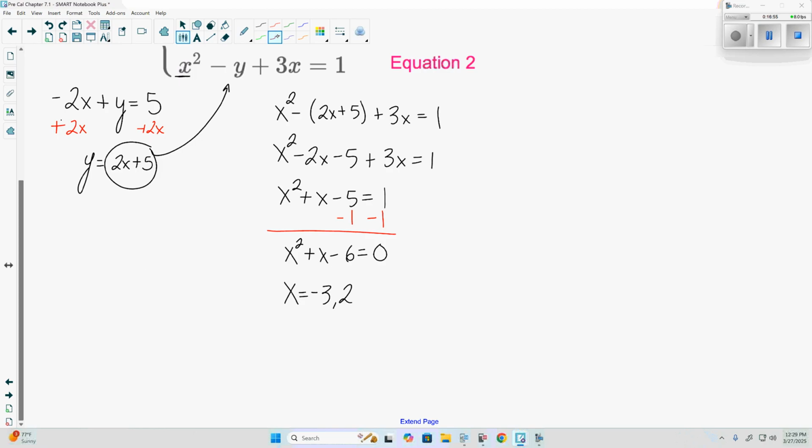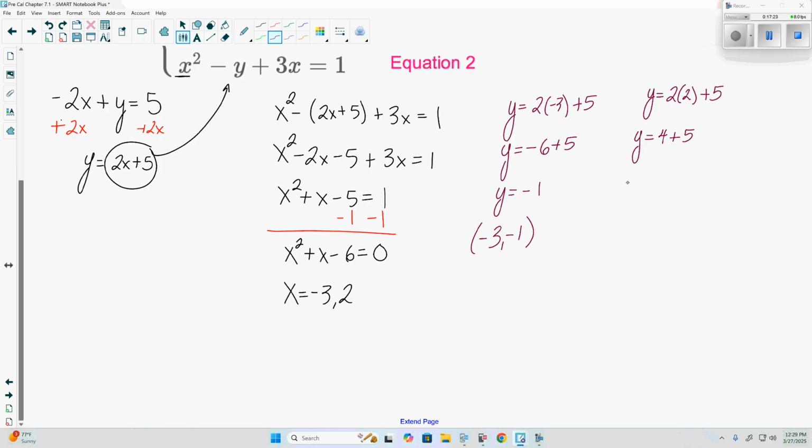And the last thing we've got to do is plug it back in. Y is equal to 2 times negative 3 plus 5. 2 times negative 3 would be negative 6. Negative 6 plus 5 is negative 1. So negative 3 comma negative 1 is our first solution point. We can do the same thing with 2. 2 times 2 gives us 4. 4 plus 5 is 9. So the point 2, 9 is our other solution point.